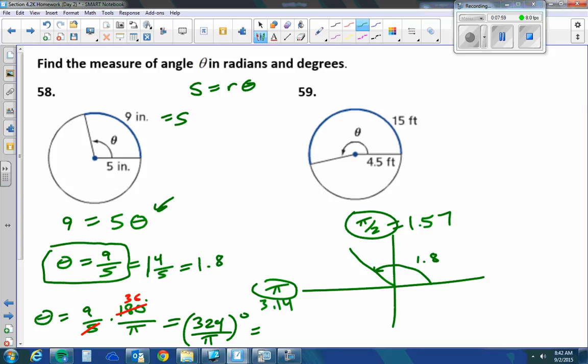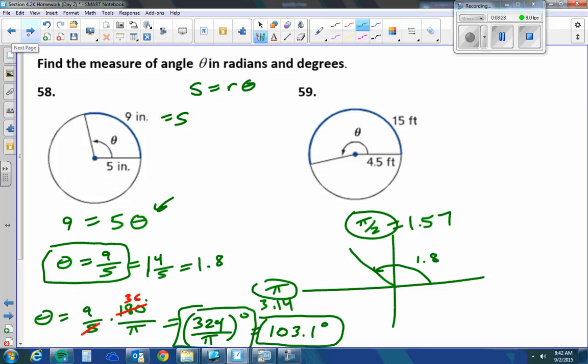Then go and type that in the calculator to get your decimal answer. Just round to the nearest tenth. And so once again, if it didn't specify, give whichever answer you want, the exact or the decimal.